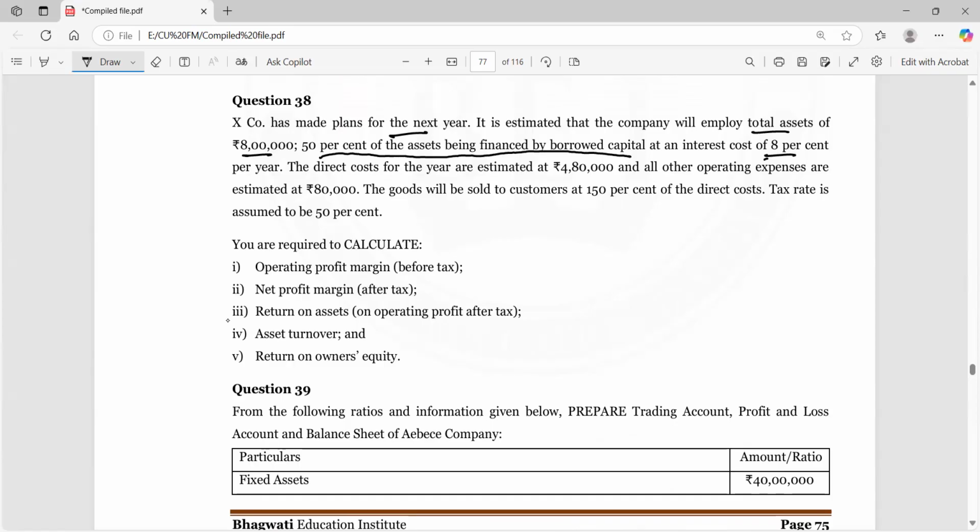The direct costs for the year are estimated at 4 lakh 80,000 and all other operating expenses are estimated at 80,000. Goods will be sold to customers at 150% of direct cost. What is direct cost? 4 lakh 80,000, on which if you take 150%, you will get total sales. Tax rate is assumed to be 50%. Calculate operating profit margin. What is the formula? EBIT by sales. Net profit margin: net profit by sales.